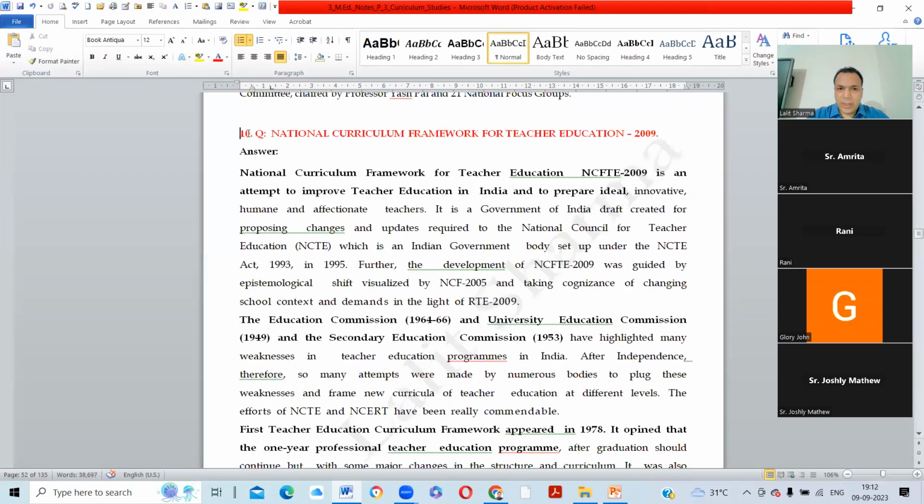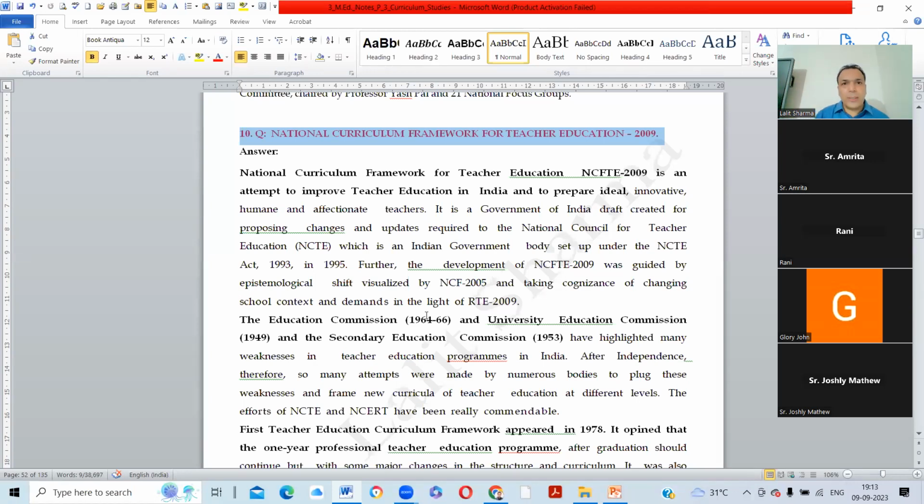Okay, along with this comes this question, which is the most important again: National Curriculum Framework for Teacher Education 2009. Now it is talking about, earlier the question was NCF 2005, National Curriculum Framework 2005 for school education. Okay, this framework is talking about the National Curriculum Framework for teacher education. So guys, here you have to talk about teacher education institutions. What are the teacher education institutions? B.Ed, M.Ed institutions. Okay, your B.Ed college, your M.Ed college, these are called teacher education institutions.